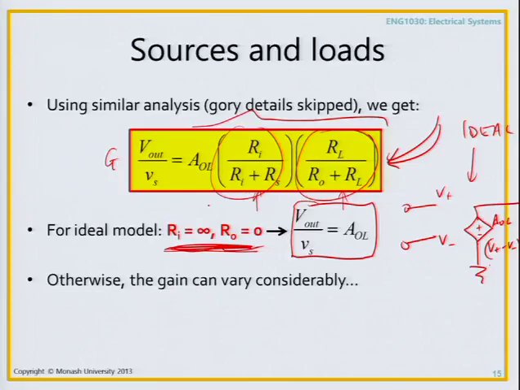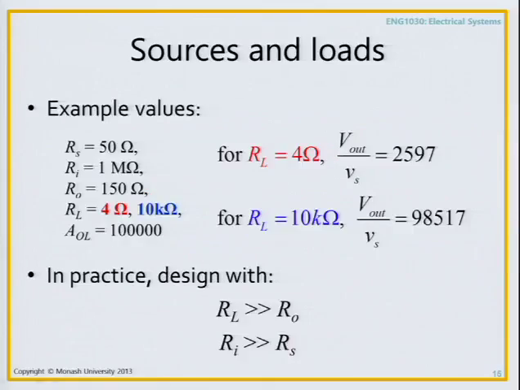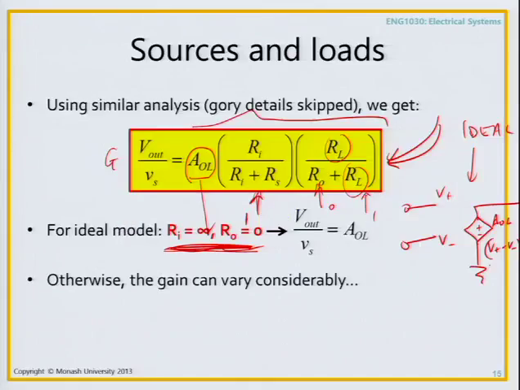If Ri was infinite, then this would come out to 1. So if Ri is really large, this comes out to 1. And over here, RL over RO plus RL, well, if RO is 0, then this just becomes 1 as well. So you get Vout over Vs is just equal to AOL. So what happens if we now go to the case where this is not ideal?